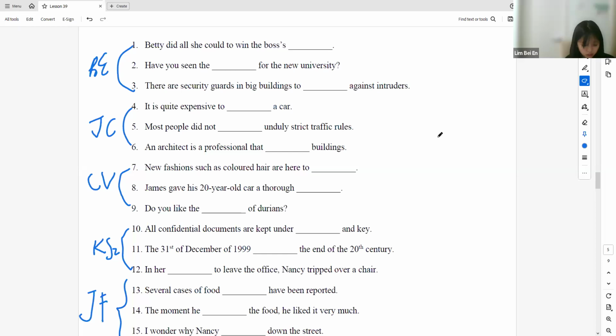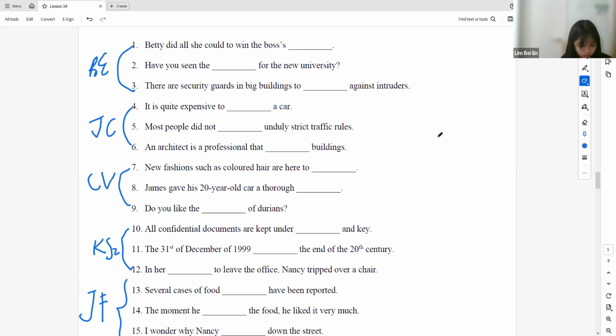Have you seen the overhaul for the new university? Have you seen the design of the new university, right? Okay, the design, 它的设计怎么样呢？The design, yeah. Consent help to write the answer. Number three.